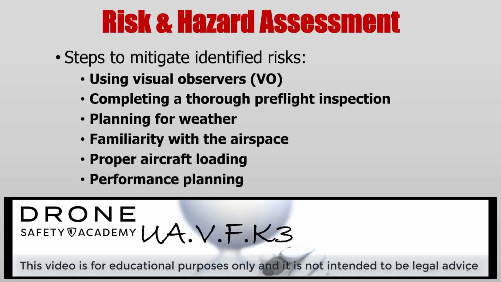Here are a few obvious steps to mitigate identified risks. This is not a complete list, and you may identify your own. It may be possible to mitigate identified risks using a visual observer by completing a thorough pre-flight inspection. Always plan for the weather. Also, be familiar with the airspace. An example of this is next to a hospital that has helicopter emergency services. Do not get in the way. Make sure that your UA is properly loaded and secured. And the last one is performance planning, making sure that your UA and the intended operation can handle what's expected of it.